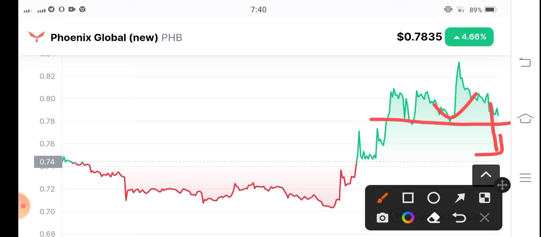Maybe 70 to 80% possibilities for PHB coin that it makes a breakdown, and obviously if it makes a breakdown, in this case you have to sell your PHB coin or open a short position in PHB coin, then you can easily make good profit guys.